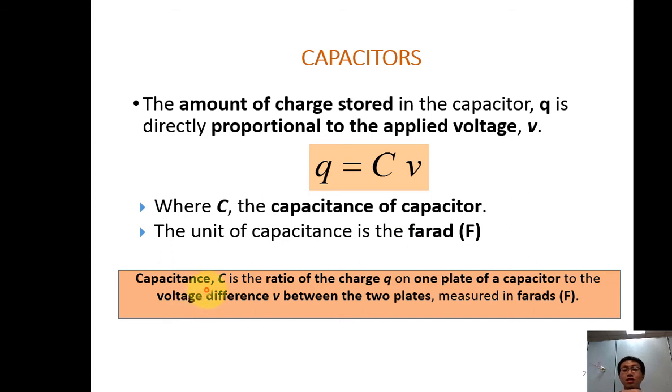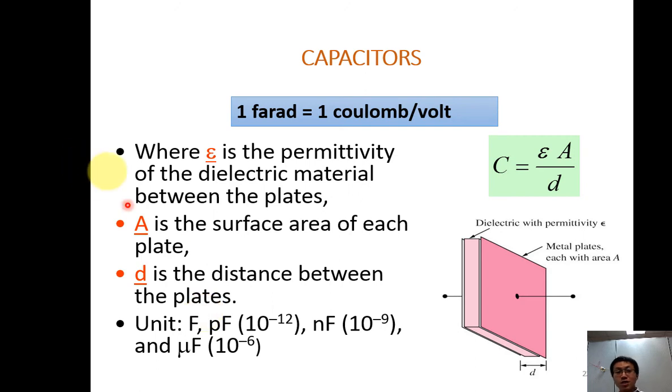So capacitance C is the ratio of the charge on a plate of a capacitor to the voltage difference V, which means the total charge on this plate divided by the total voltage that we supply. This is how well the capacitor can store energy, and we call it capacitance. It is measured in farads. So 1 farad is equal to 1 coulomb per volt, where epsilon is the permittivity of the dielectric material between the plates.